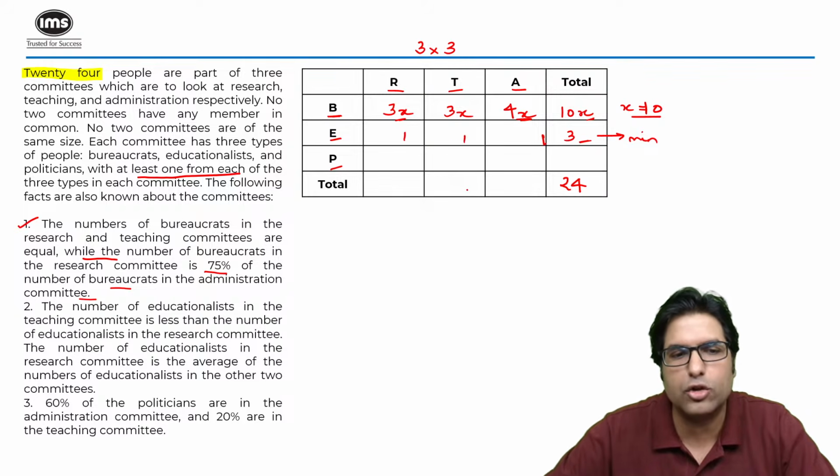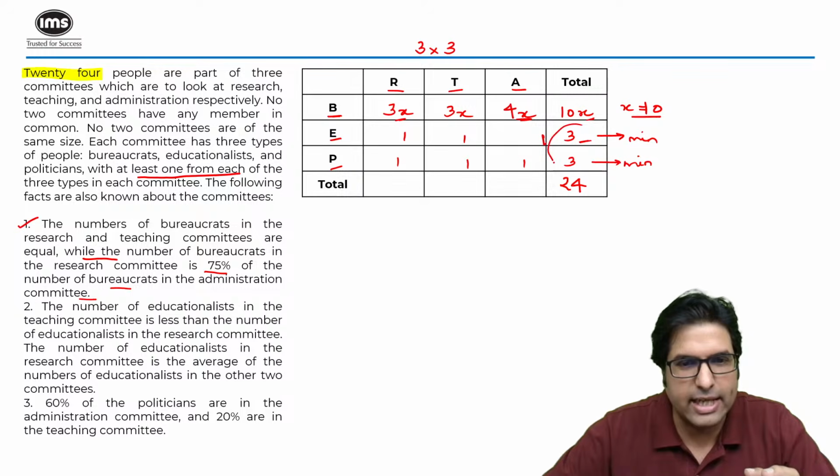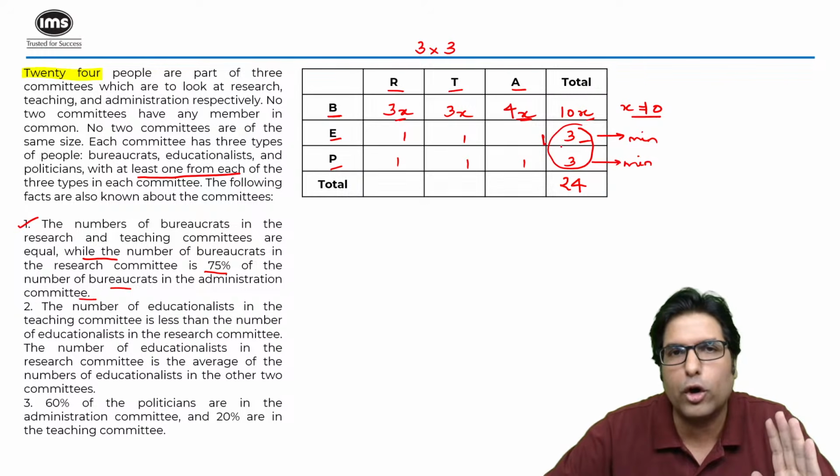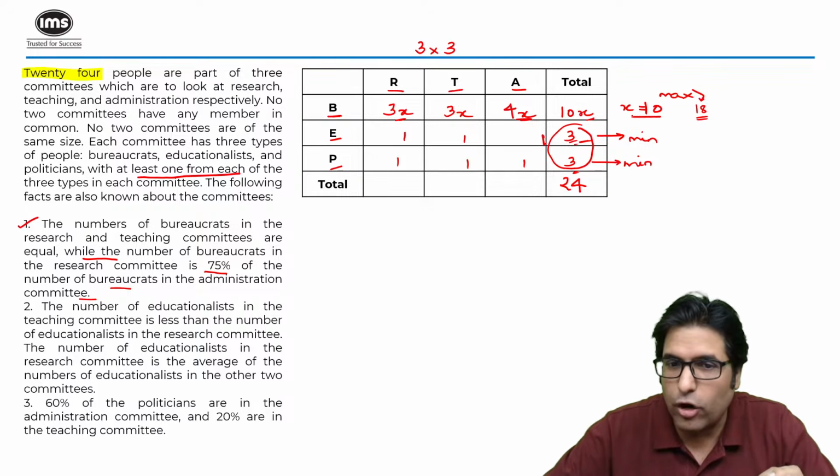So we'll say 3 has to be here. Same is the case with politicians. At least 1, 1, 1 has to be here. So at least minimum 3 has to be here in politicians. If this is the case, then at least 6 of the 24 values will be occupied in the second and third row, 3 and 3. Which means the max total that we can have for the first row is only 18. 18 and 3, 21 and 3, 24. This is the max total. x cannot be equal to 0.